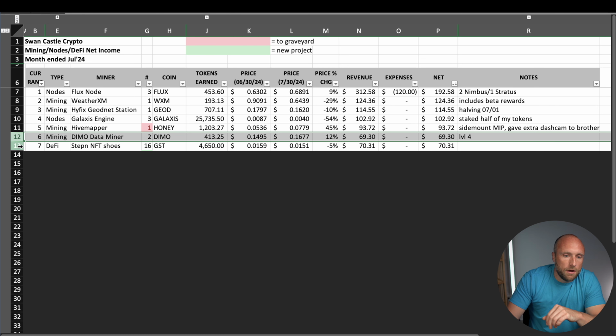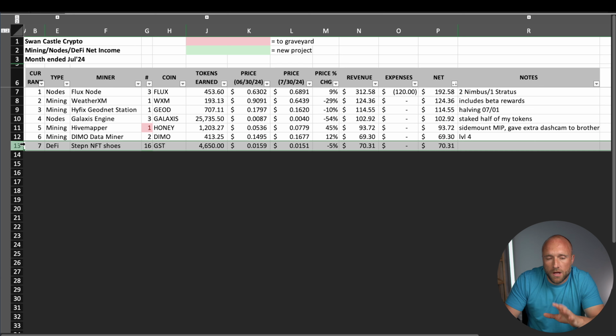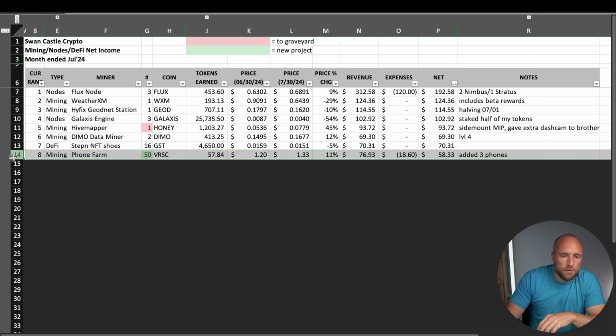All right, number seven are my Stepn NFT shoes. Nothing really going on here. This GST token is holding up pretty nicely and still netting about $70 for the month. Number eight, my phone farm. I did add three additional phones this month.